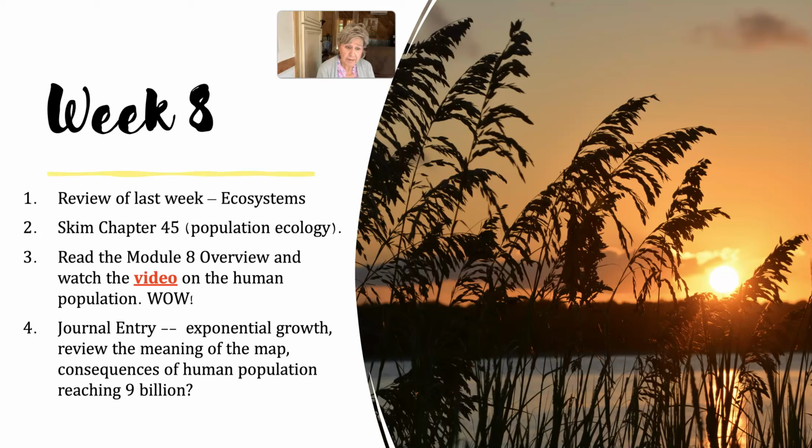You're going to look at the meaning of the map. You're going to tell me what a dot means on the map when you see a little dot pop up, because that's important. And you're going to discuss the consequences of the human population reaching 9 billion. What are we going to have to consider? If we're going to have that many people, 1 billion more people in just a few years' time, what are the consequences of that going to be?